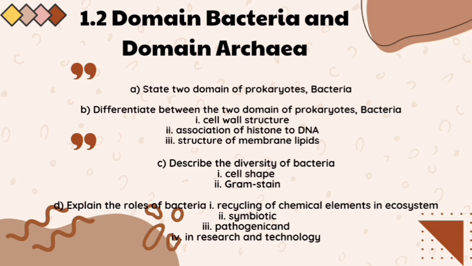For C, describe the diversity of bacteria, for example, cell shape and gram stain. D, explain the roles of bacteria. First, recycling of chemical elements in the ecosystem, for example, Rhizobium sp. Second, symbiotic, for example, E. coli. Third, pathogenic, for example, Salmonella sp. And in research and technology, for example, bacterial plasmid.